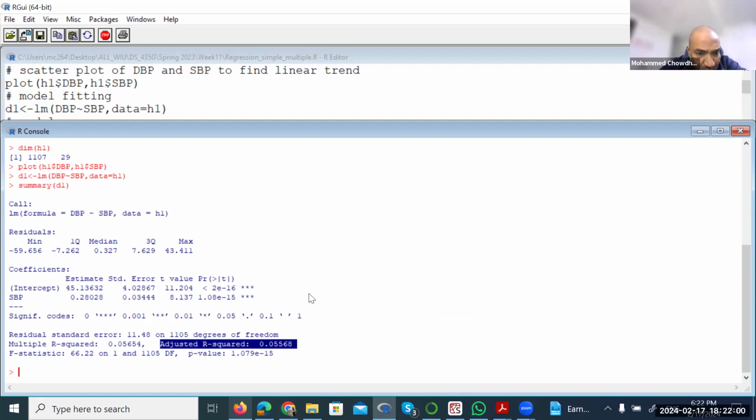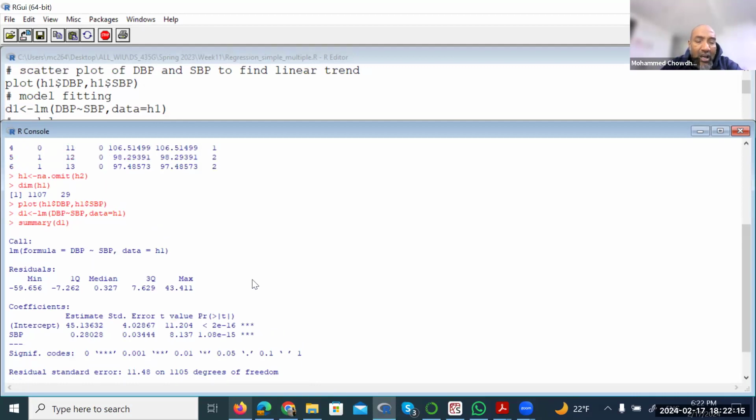And F statistics is this. Overall, the model is found to be significant. Okay, so this is the explanation of the simple linear regression output.